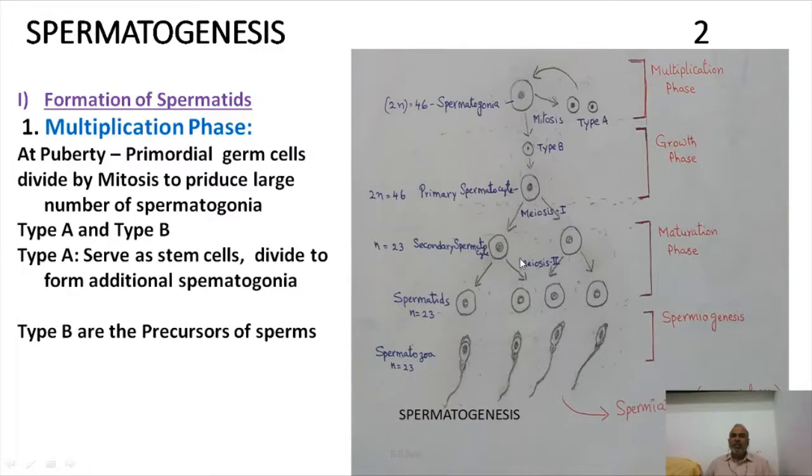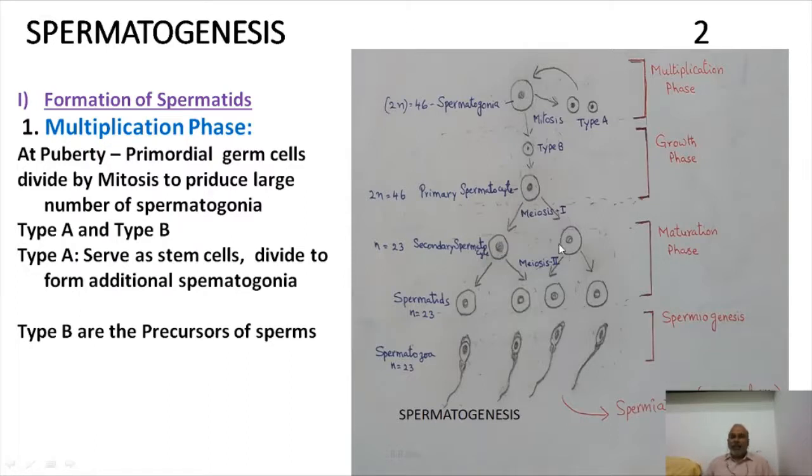The primary spermatocyte now undergoes the next phase called the maturation phase, in which maturation divisions occur. The maturation divisions are nothing but meiosis. The primary spermatocyte undergoes first meiosis. You know very well, first meiosis is the reduction division. During first meiosis, the chromosomal number is cut to half, so the primary spermatocytes form secondary spermatocytes. The secondary spermatocytes are haploid, having only 23 chromosomes. So reduction division occurred at this stage.